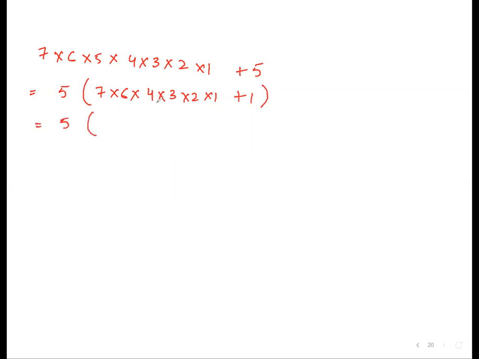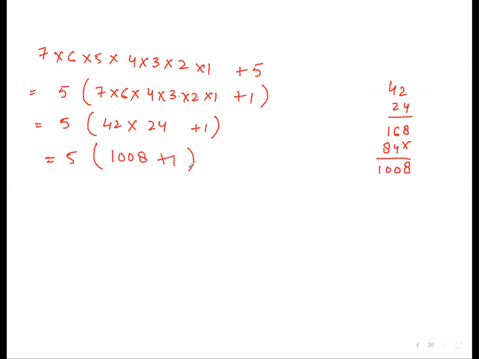So how much is this? You can break it down. 7 into 6 is 42, into 4 into 3 is 12, 12 into 2 is 24, and then plus 1. Then 5 into 42 into 24. Please do it here. Yeah, 1008 and plus 1. This is what I'm getting. Please check the calculation. Have I done it correctly?